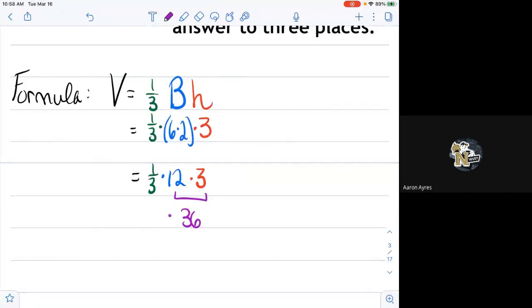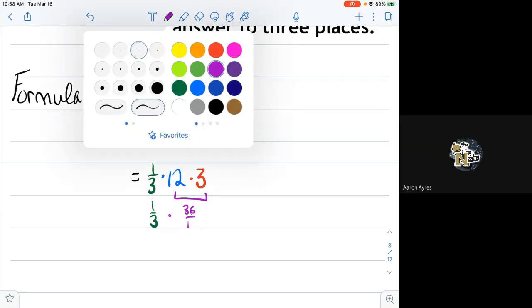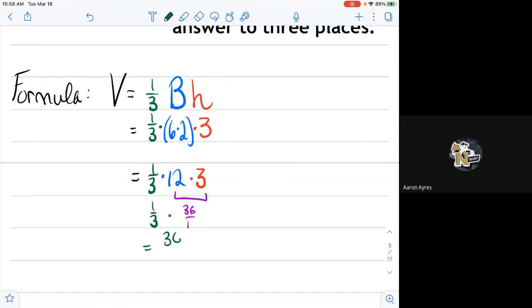Okay. And so I'll have the 1/3, right? Now, this is 36 over 1. So again, we're just going to kind of play this out a little bit so you can see how this all works out. Multiply your fractions straight across. You end up getting 36 over 3, right? What's 36 over 3 become?